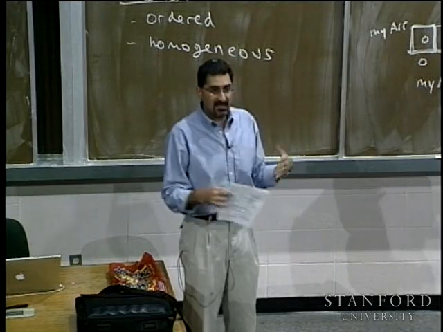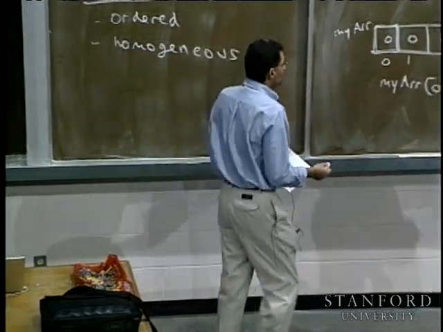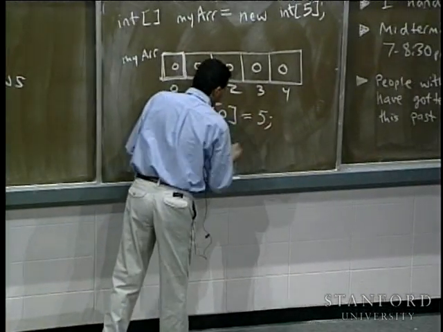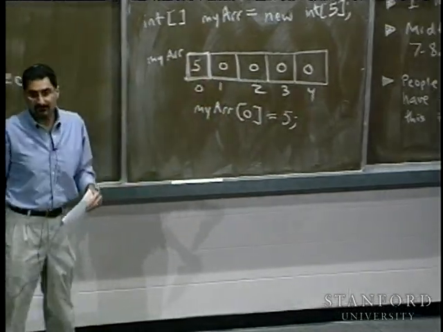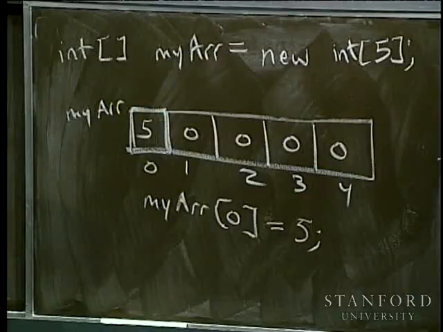I can assign to it. I can use them in expressions, whatever the case may be. So if I say my array equals 5, what it's actually doing is just sticking the value 5 into the cell. Okay? So any questions about that?